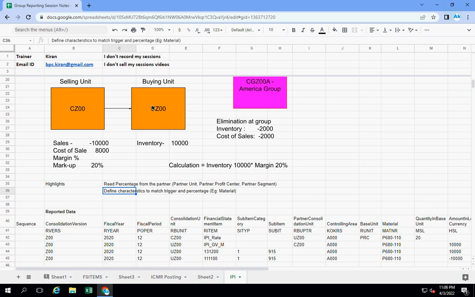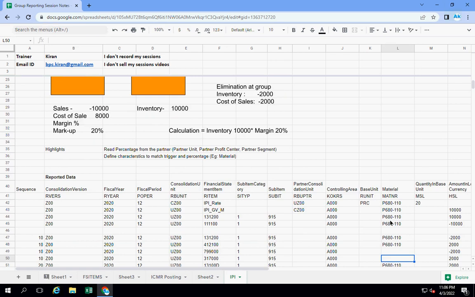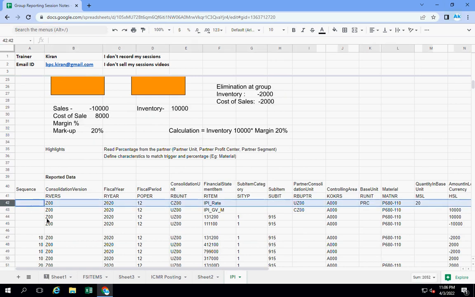So that's where additional characteristics come into the picture when you are providing the data. So I added one more column here, material, in the file. If you see, this is the transaction data I'm going to maintain in the system. So these 4 records I'm loading. First thing I have to mention in the Canada books, Canada is my selling unit, US is my buying unit. So seller, buyer, US is buyer.